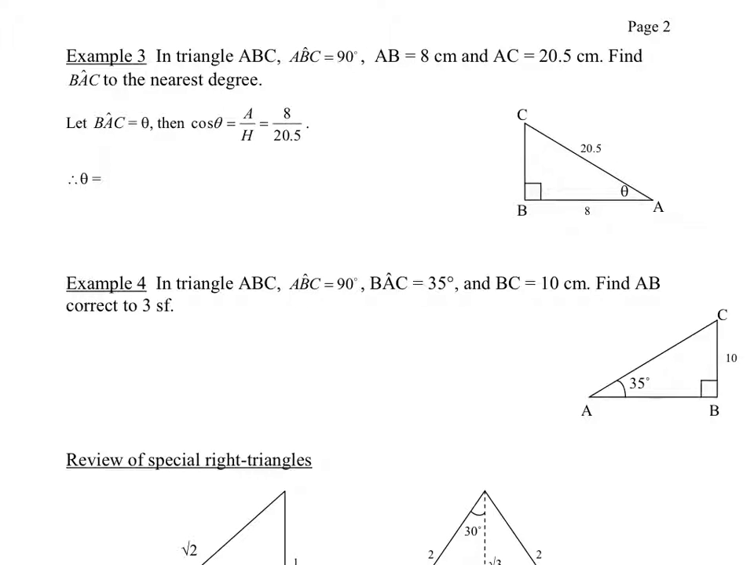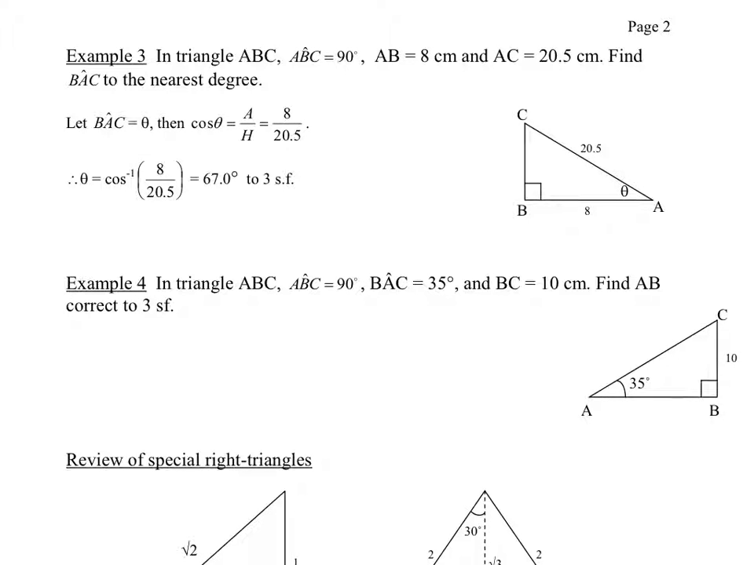So if you want to find out what theta is equal to, what you've got to do in your calculator is not cosine of 8 over 20.5. What you've actually got to do is the inverse cosine. On your TI-84s, you'll get the inverse cosine, the cos with the -1, by pressing the second button and then cosine. So the inverse cosine of 8 over 20.5 should give you the value you're looking for, 67.0 degrees in this case.